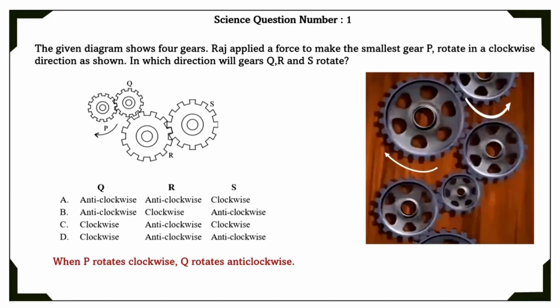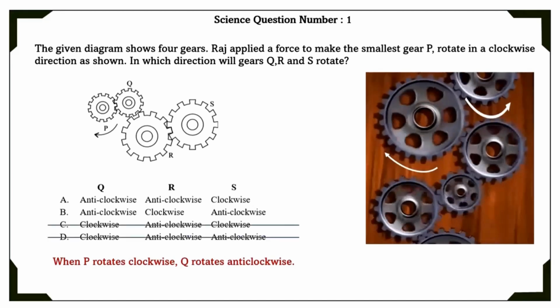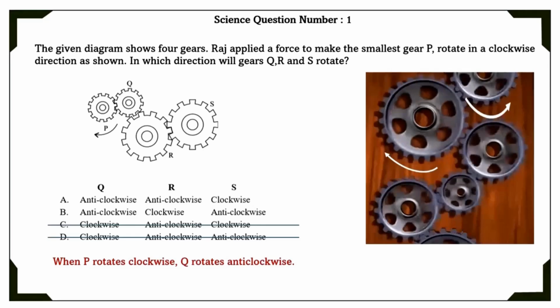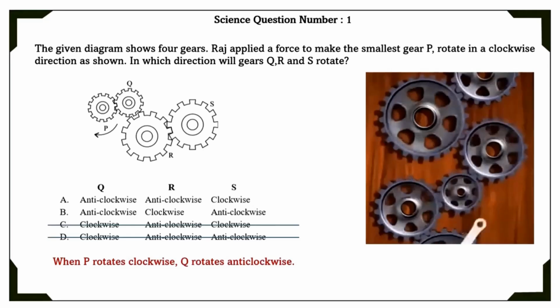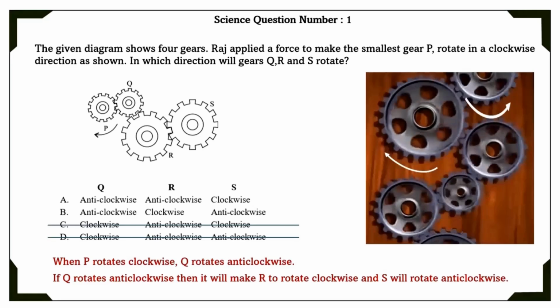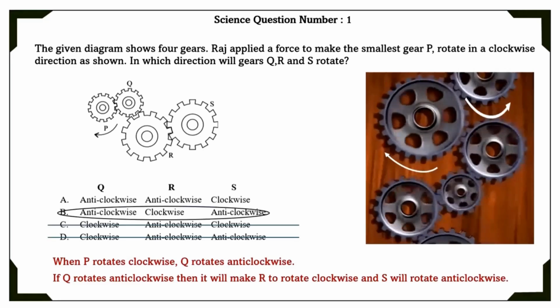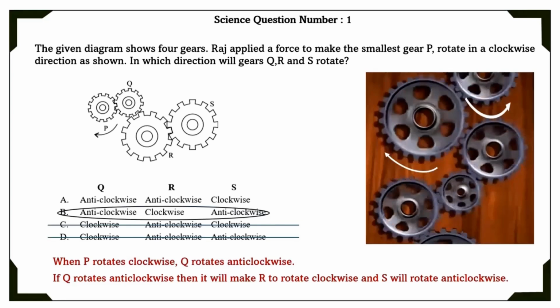When P rotates clockwise, Q will rotate anti-clockwise. So, the C and D options are not the correct options. If Q rotates anti-clockwise, then it will make R rotate clockwise and S will rotate anti-clockwise. According to this, the correct option is the B option.